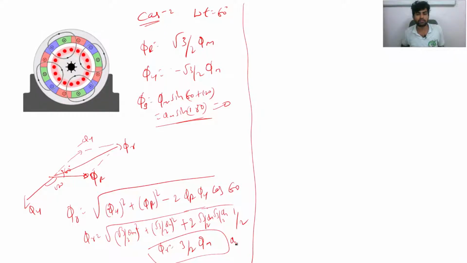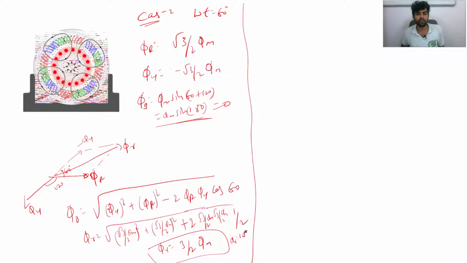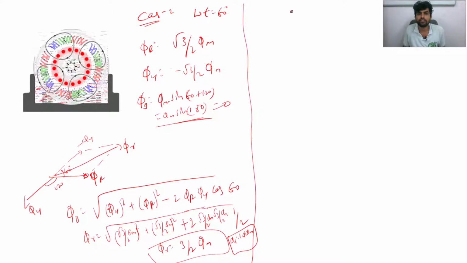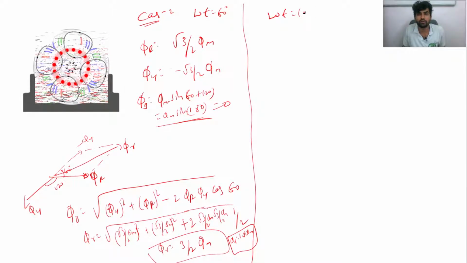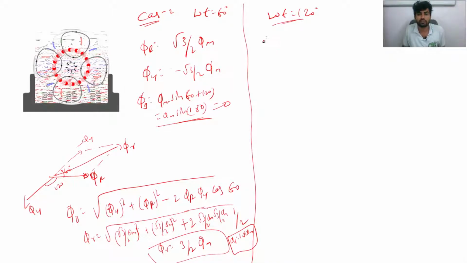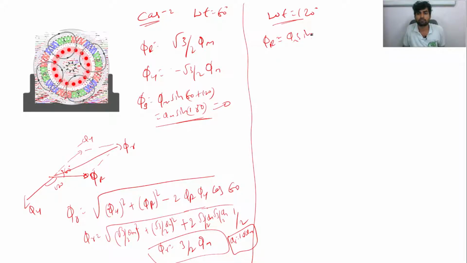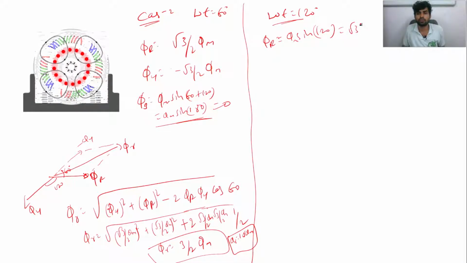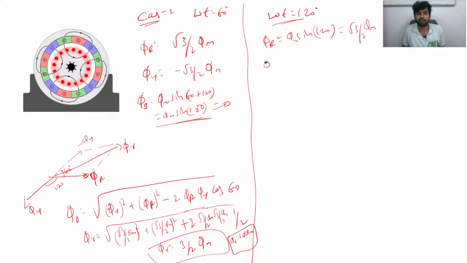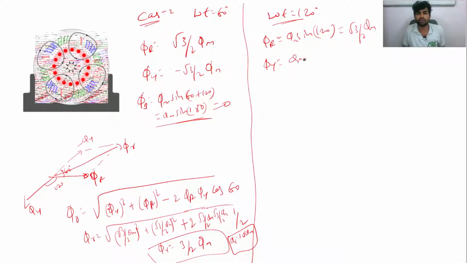Phi r is equal to 1.5 phi m. Next, omega t is equal to 120 degree. Just I'll substitute: phi r is equal to phi m sin 120. We will get root 3 by 2 phi m. What about phi y? Phi y is equal to phi m sin (120 minus 120).